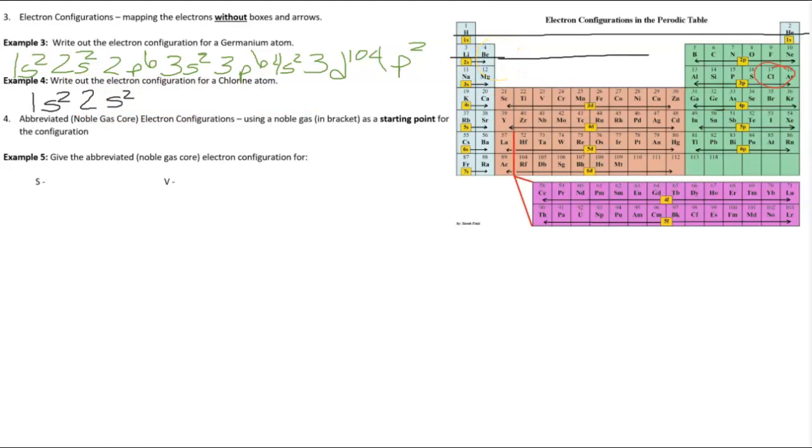Then I move over. I'm still on energy level 2, but now I'm in the P block, and I'm going to fill all those boxes, so 6. So 2p6. Then I get down to energy level 3, sublevel S. I put 2 electrons there, and then I move over. I'm still energy level 3, but now I'm in the P sublevel, and I fill in 1, 2, 3, 4, 5 boxes to get to my chlorine.